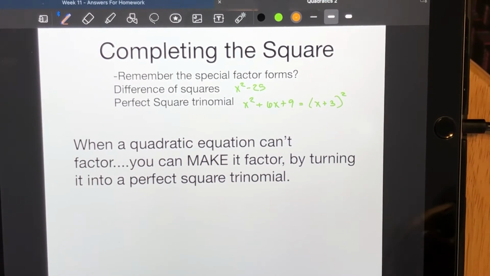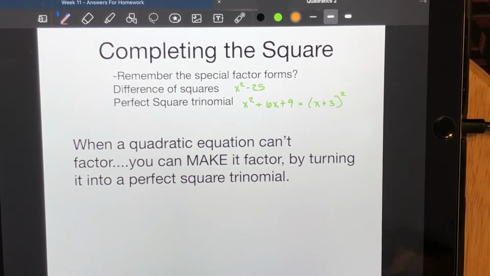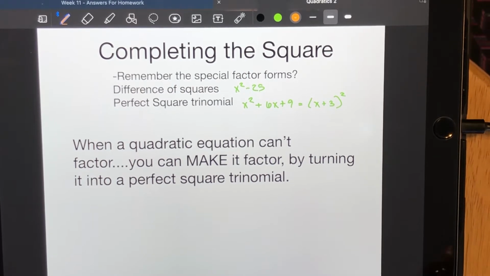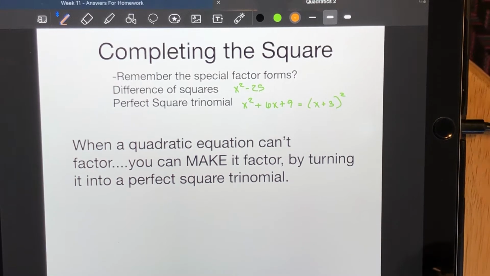Okay, completing the square. So we've looked at factoring quadratics and being able to find the zeros. We've looked at solving a quadratic by simply finding the square root, finding the roots of it. What if you can't factor it and there are two terms? There's a squared term and a non-squared term. So I can't factor. I can't solve with the roots. Is there another option? Yes, there's another option called completing the square.